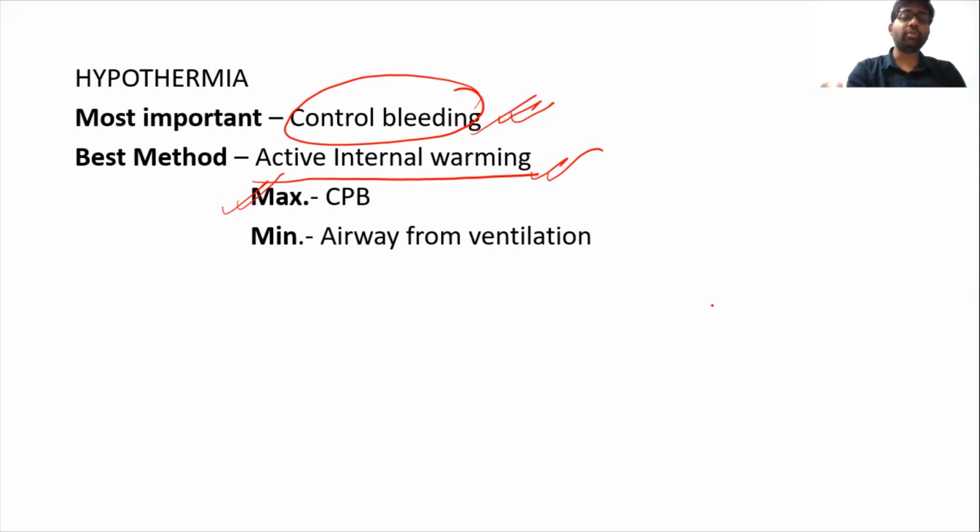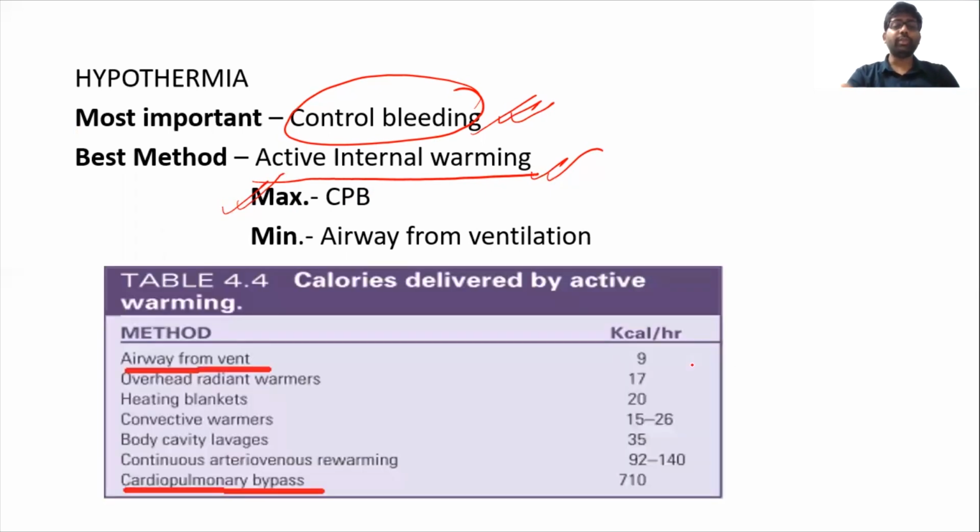So this is a table which is given in Sabiston, and believe me, this can be asked in the exam, like which is the maximum warming producing method, and which produces minimum warming. The maximum is the cardiopulmonary bypass. So we can see from the heat generated in the form of kilocalorie per hour, that's how we can correct hypothermia. There are various methods of correction, but from the MCQ point of view, we have to keep these points in our mind.